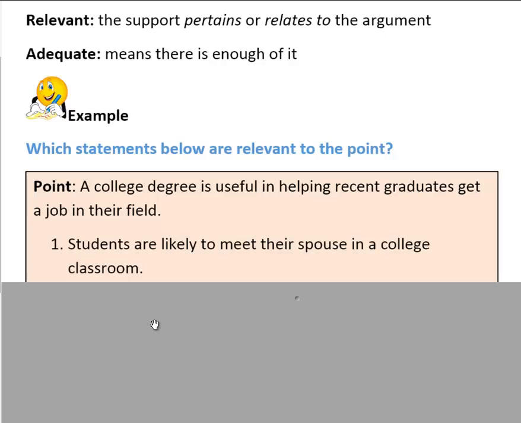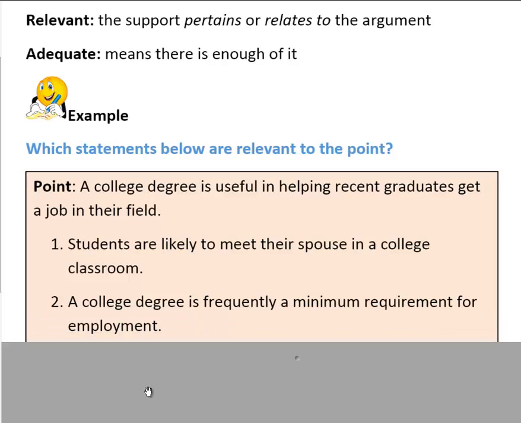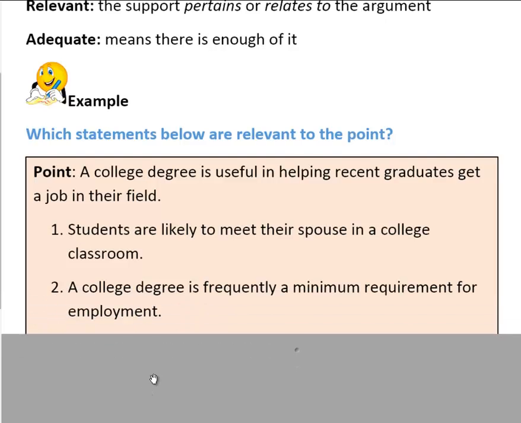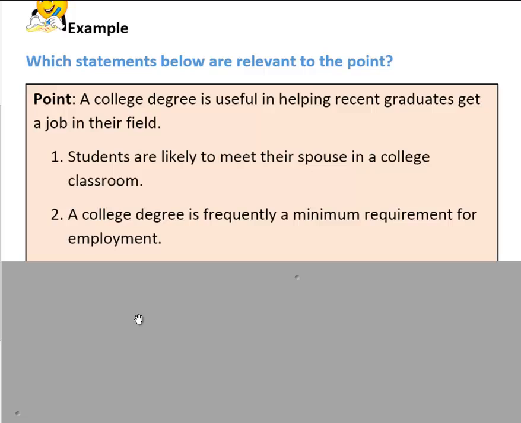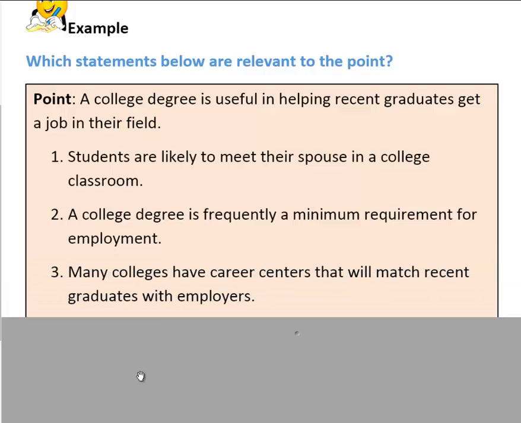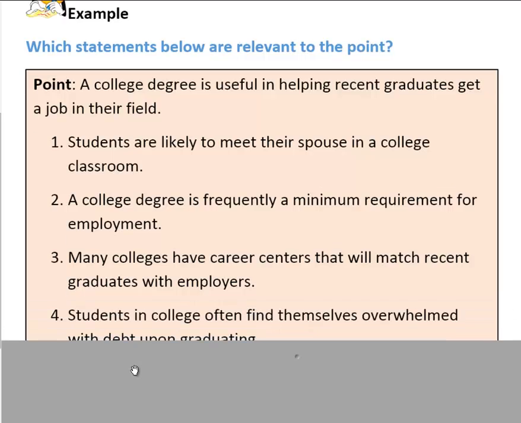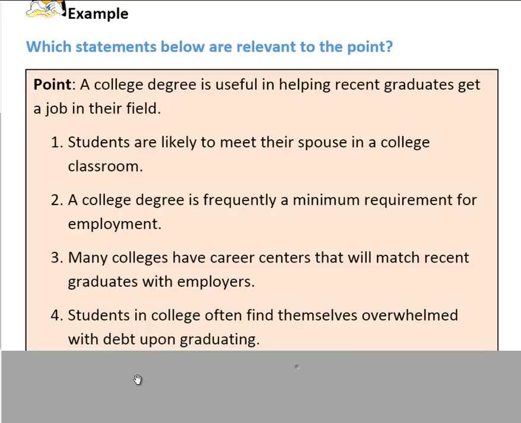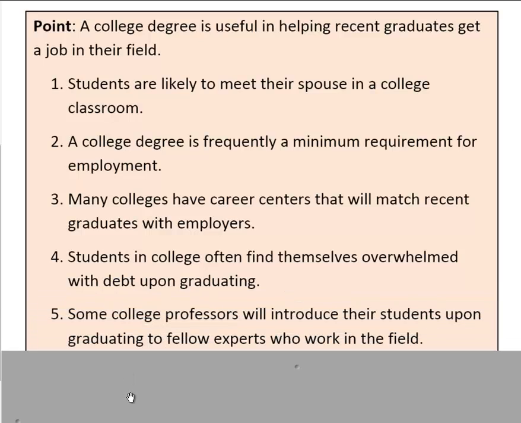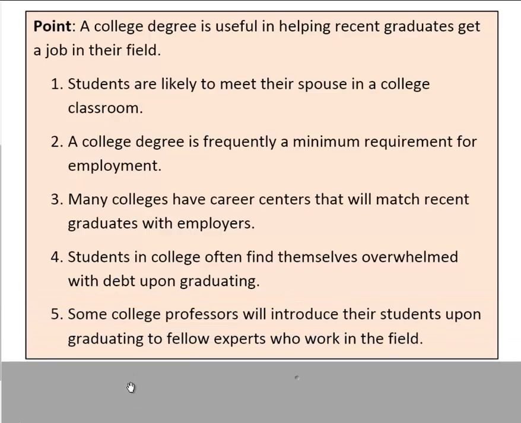Number 1, students are likely to meet their spouse in a college classroom. Number 2, a college degree is frequently a minimum requirement for employment. Number 3, many colleges have career centers that will match recent graduates with employers. Number 4, students in college often find themselves overwhelmed with debt upon graduating. And number 5, some college professors will introduce their students upon graduating to fellow experts who work in the field.